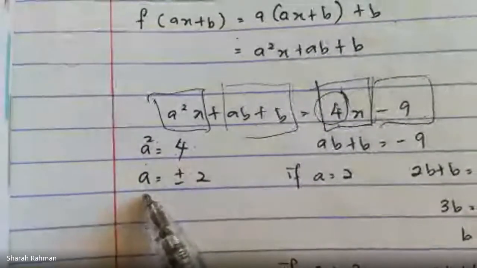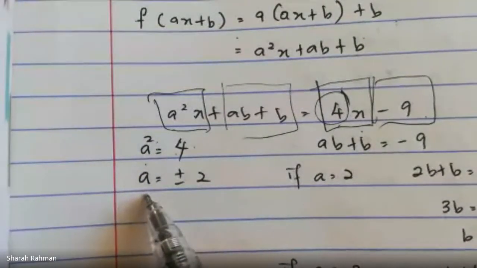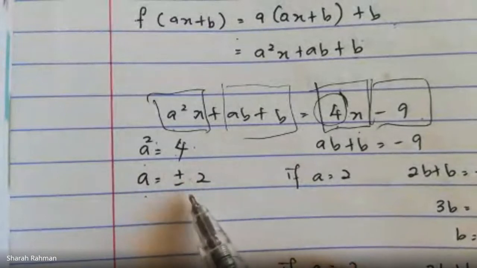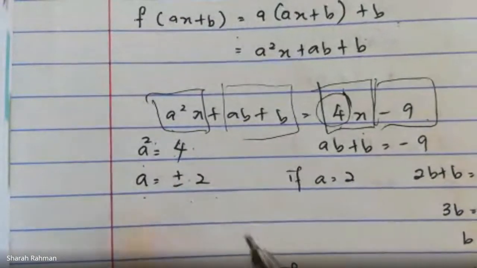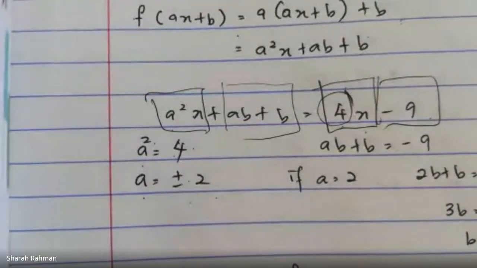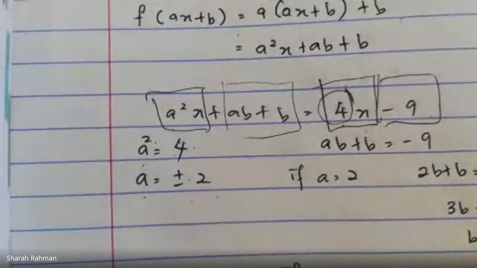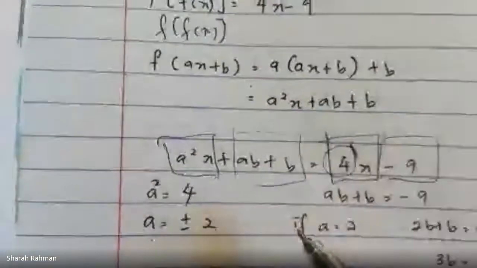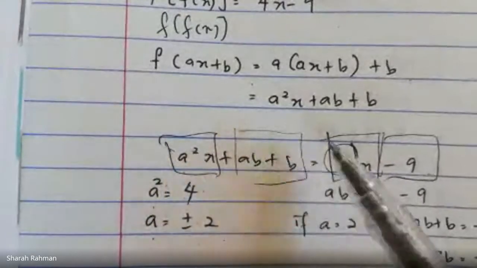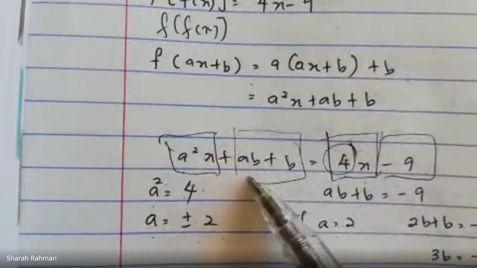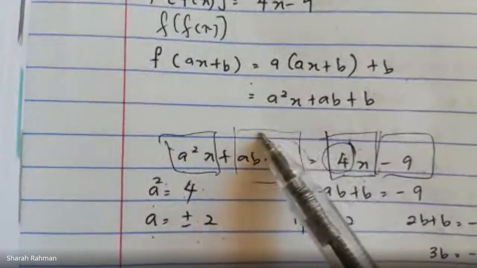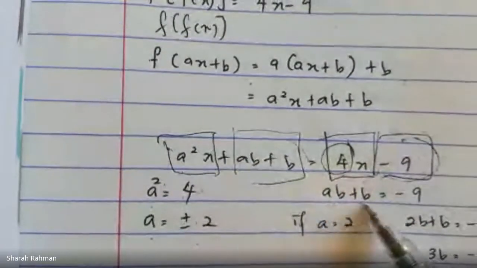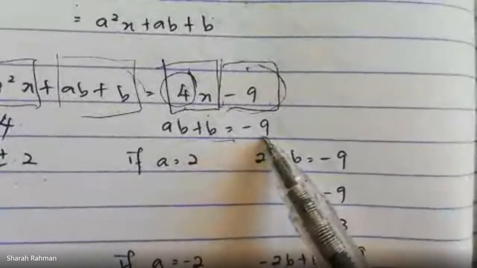So to find a, we do a square root. Okay, square root of 4 is positive or negative 2. Okay, so next. So we already find the a. Okay, the value of a, we have two values, which is either positive 2 or negative 2. So next, we also do a comparison. This one we already do the comparison. These don't have any x. So means here, this ab plus b is equals to negative 9.